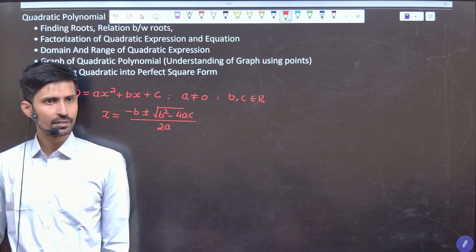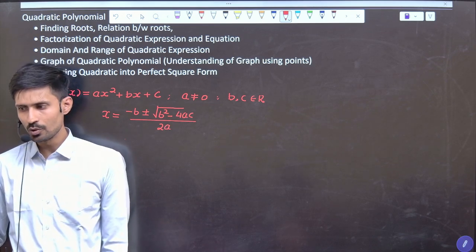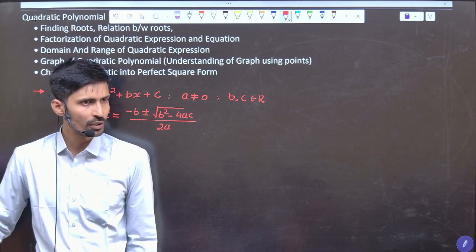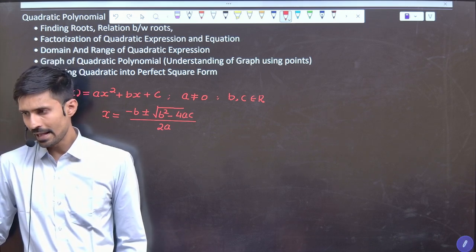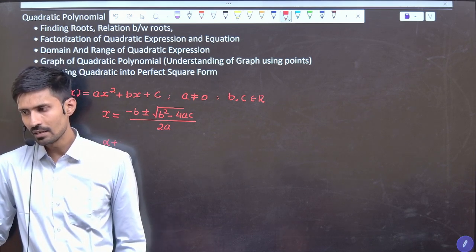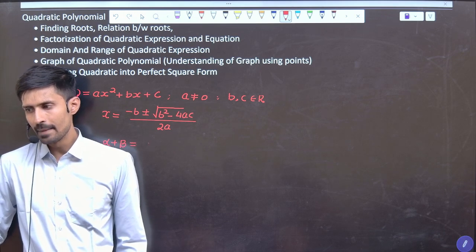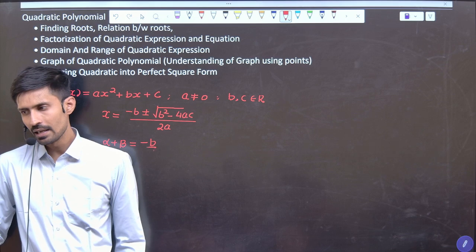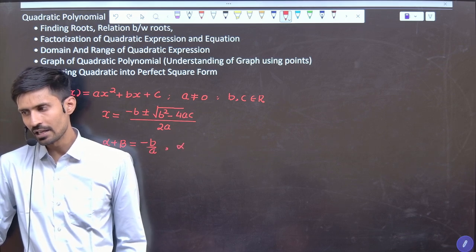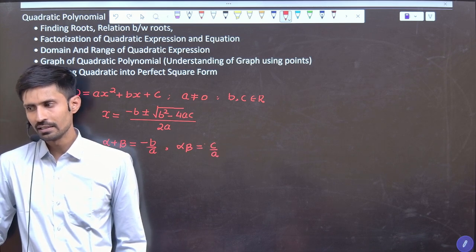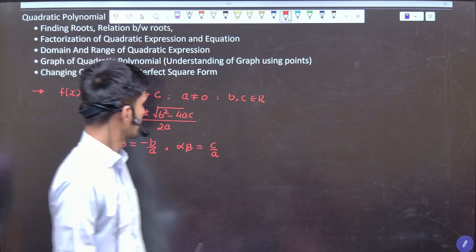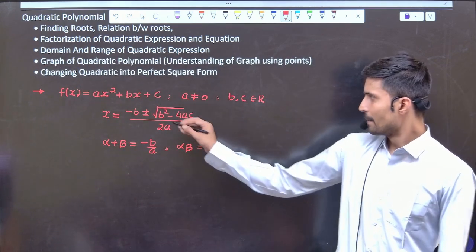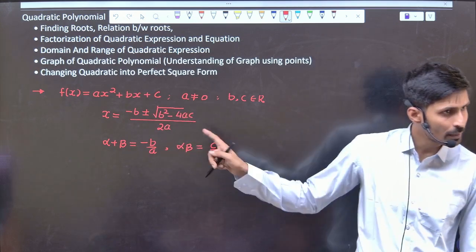Okay, this is the root. Now the relation between roots. Do you remember? Let alpha and beta be the roots. Then what is alpha plus beta? Minus b by a. Alpha into beta. Very good. How many of you know this? So you know this, na? Minus b plus minus. You have to remember all this at home.